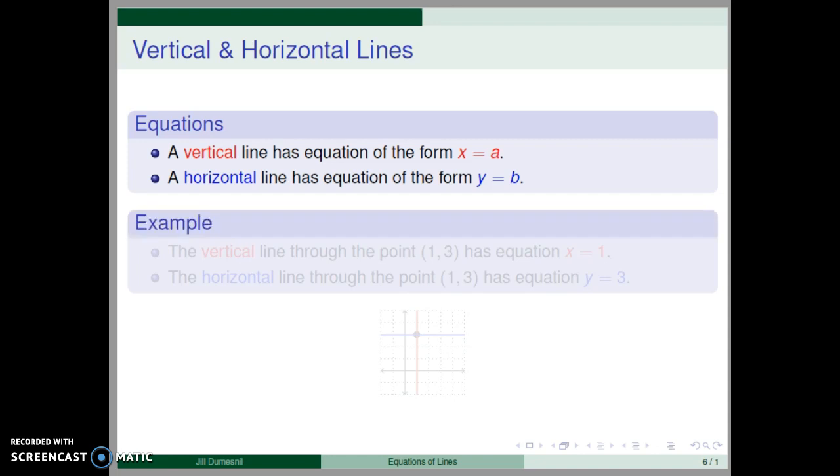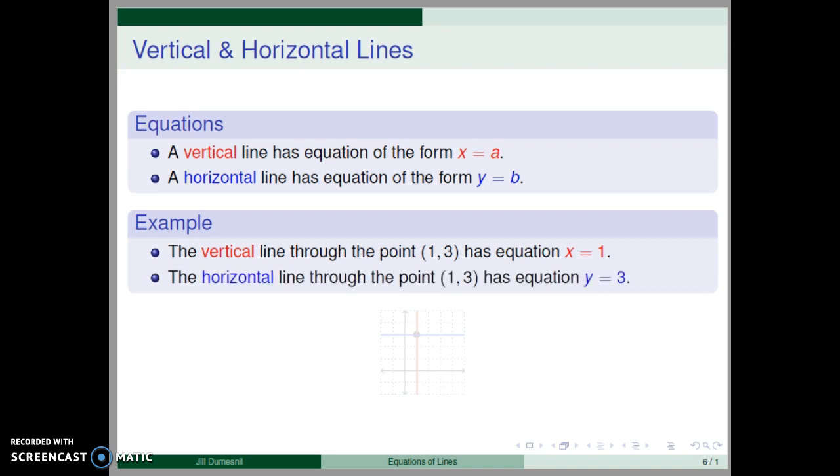For example, the vertical line through the point 1, 3 has equation x equals 1. The horizontal line through the point 1, 3 has equation y equals 3. To graph these two lines, we start with axes marked with a scale. Plot the point 1, 3. We draw the vertical line x equals 1 and draw the horizontal line y equals 3.